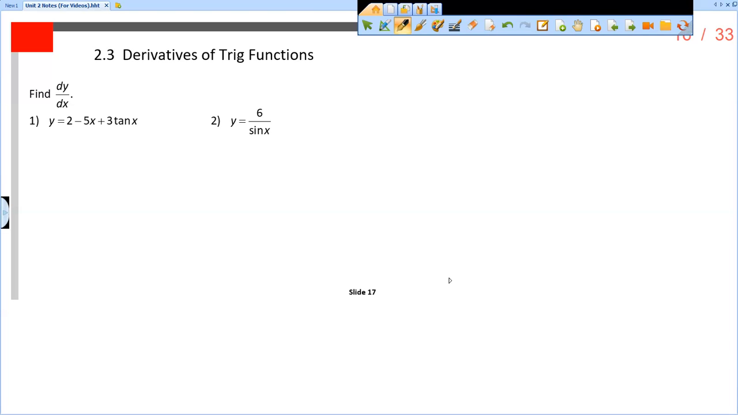This is the video for 2.3 notes section, slides 17 and 18. All right, so it says find dy/dx. All right, so y equals 2 minus 5x plus 3 tangent x.